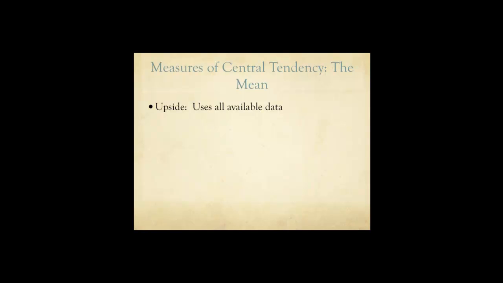We just saw that all of those numbers are added up and they all contributed to our calculation of the mean, unlike the mode, which just looks at a single number, the most common one. So that's good. The downside of the mean is it can get badly distorted by outliers.